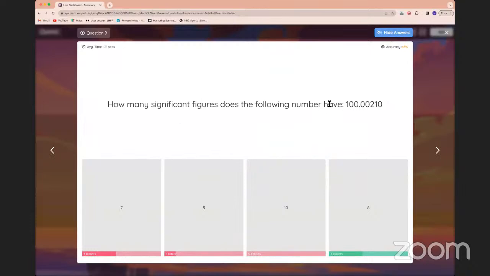And then here, how many significant figures? All the zeros are significant. You have a trailing 0, and then you have 4 zeros sandwiched between 2 non-zero digits. So you have 8 significant figures in this number.